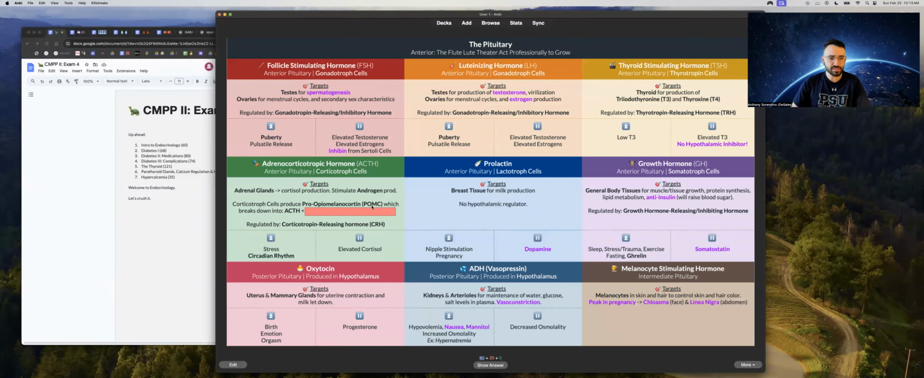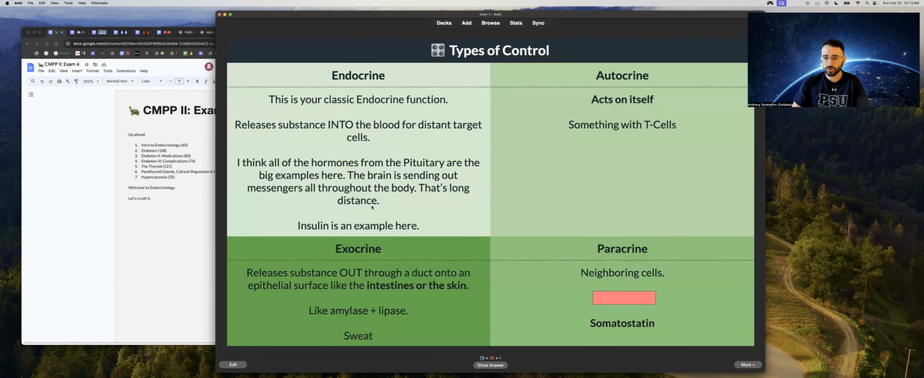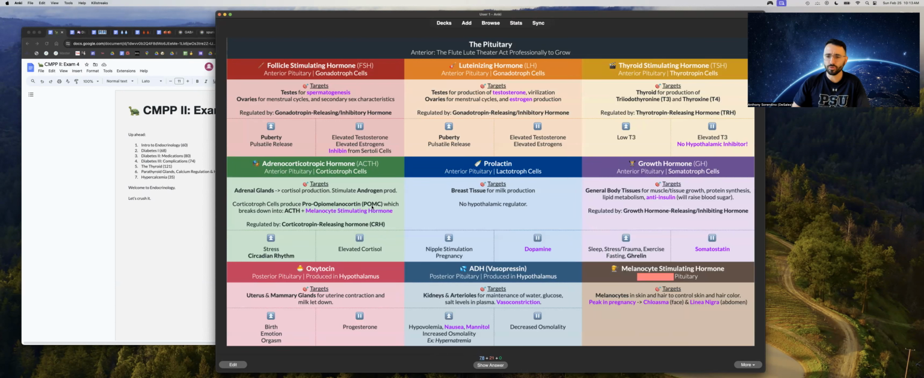This is big. So ACTH, there's this precursor called pro-opiomelanocortin, which breaks down into ACTH itself, but then also melanocyte stimulating hormone from that intermediate pituitary. That's important. That is going to be a test question. Paracrine neighboring cells. There's 2 options here. Somatostatin is one. I don't know. Histamine. Sure. Yeah, that's like a local reaction. Melanocyte intermediate. We already said that.